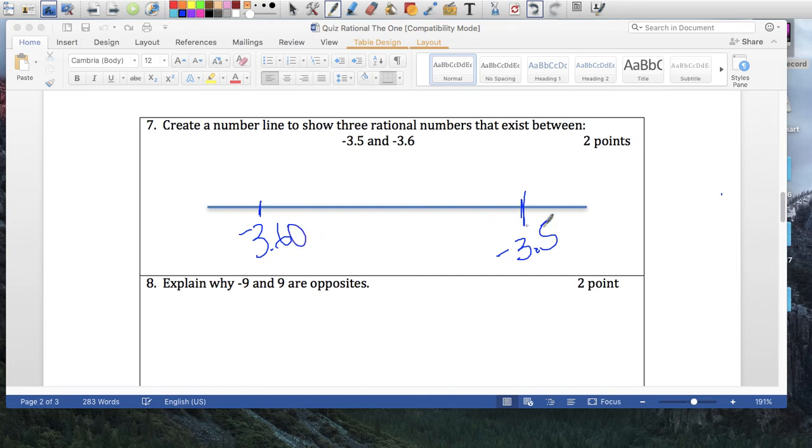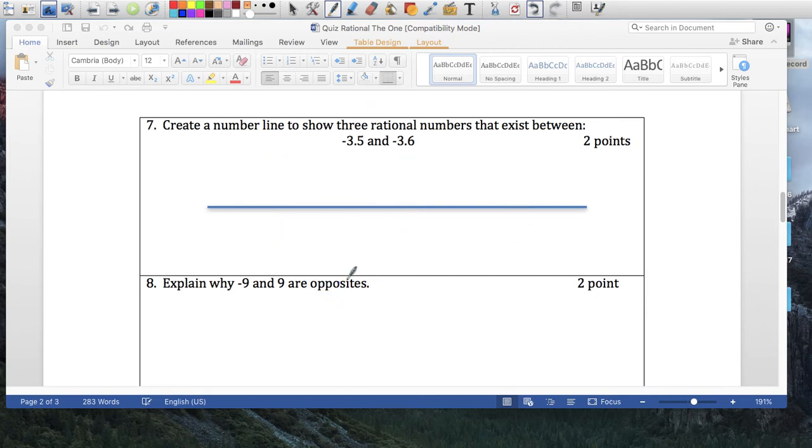Let's add a 0 here. Think about money. Make that $3.50. Make that $3.60. Well, how about $3.51, but negative? How about $3.55, but negative? How about $3.59, but negative? So there I gave you 3 rational numbers that exist between negative 3.50 and negative 3.60. And there are thousands and thousands more that you can come up with.